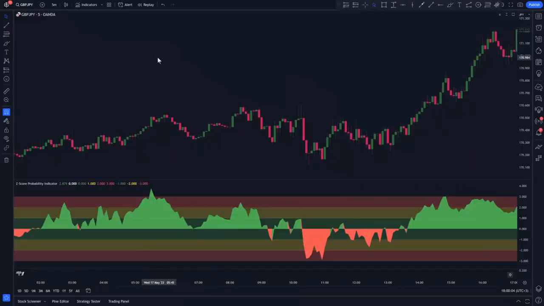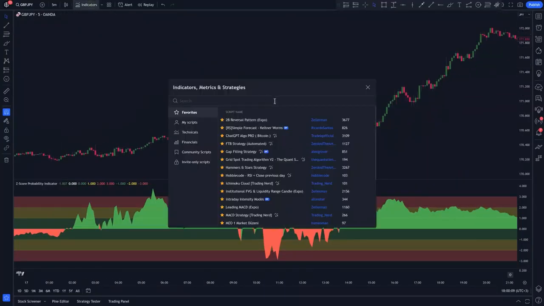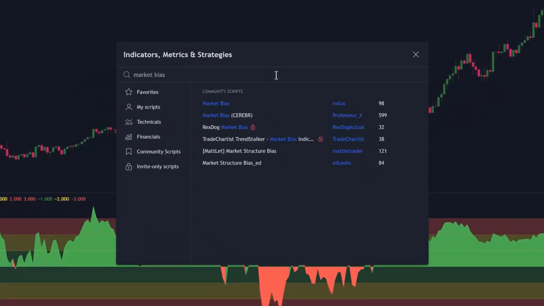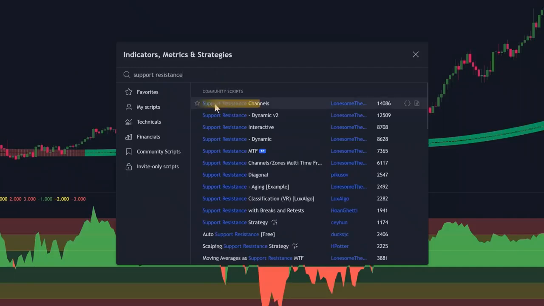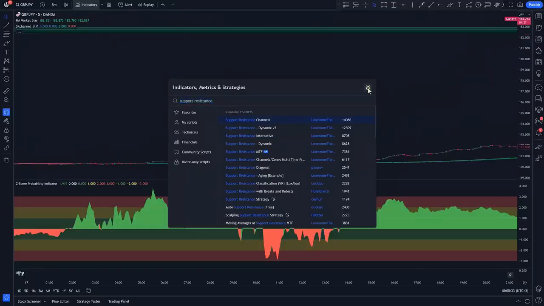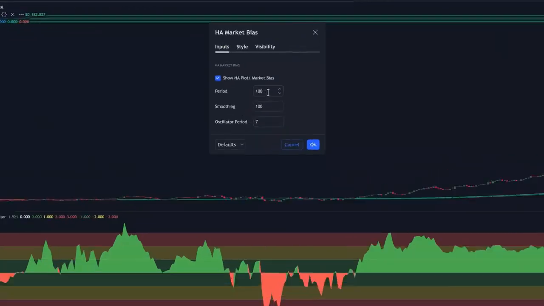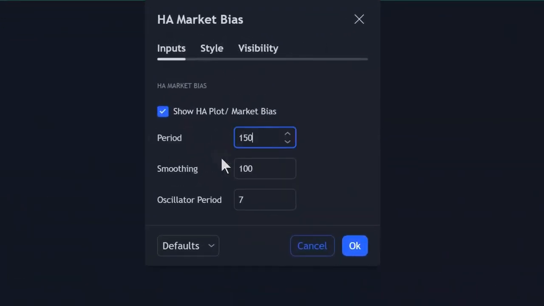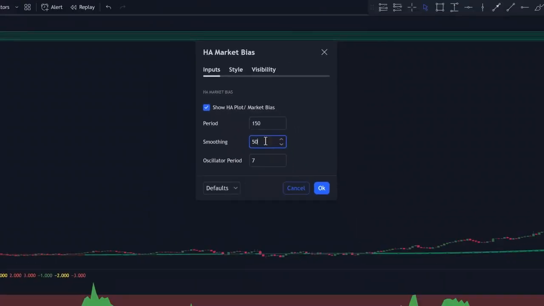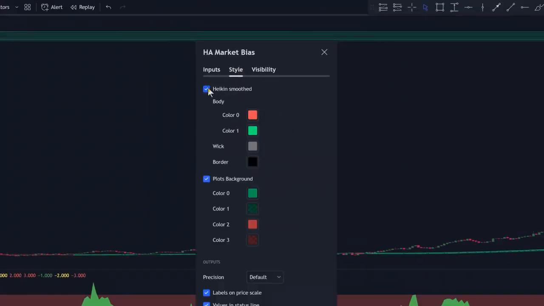Back to the video. Open the indicator search tab and type in market bias. Select this one by Professor X. Next, type in support resistance channels. This one by Lonesome the Blue. Double-click on the market bias indicator, and on the inputs tab, change the length to 150 and change the smoothing to 50. Then on the Style tab, disable this first option.